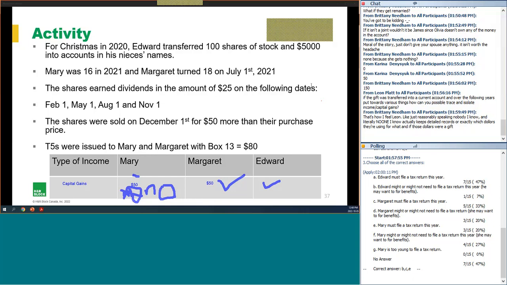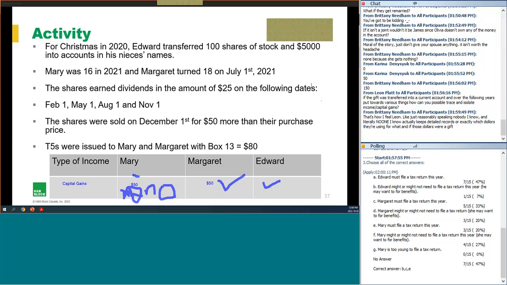So the answer is we don't know about Edward. He might want to, he might not want to. There's nothing that I can see that says he must. He has no capital gains to report. Capital gains mean you must. We don't know if he's going to owe or if he's going to get benefits, so he might want to, but nothing tells us that he has to. So the correct answer for this one is B. Edward might want to, he might not want to. We don't have enough information to answer that.